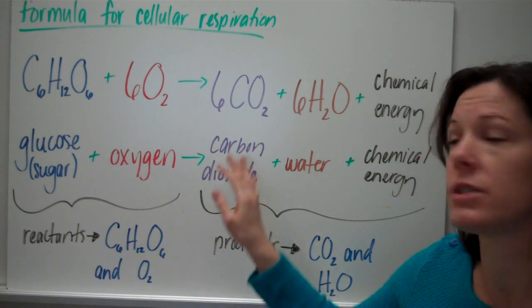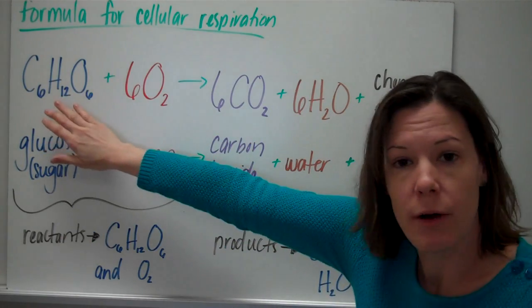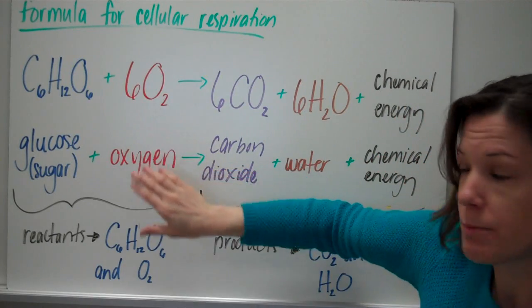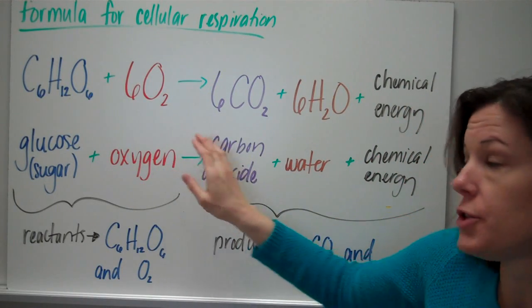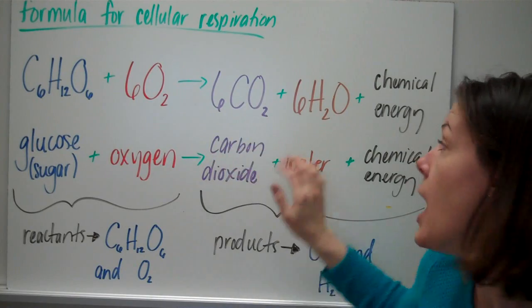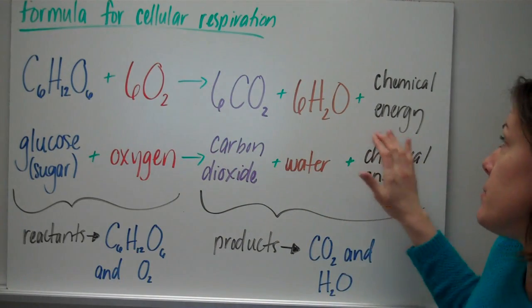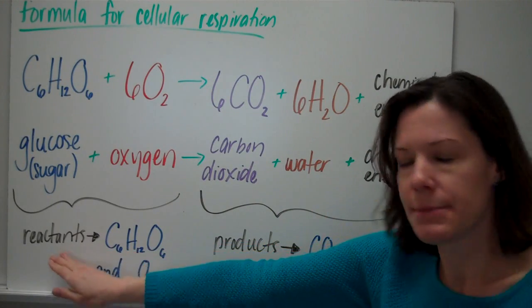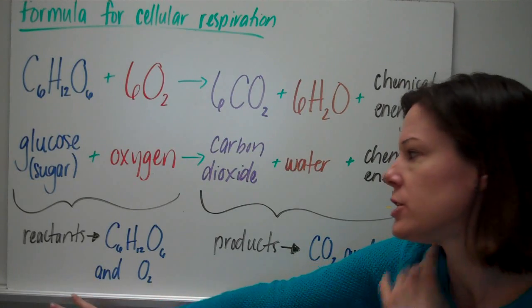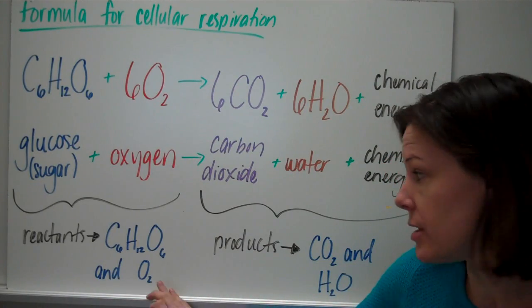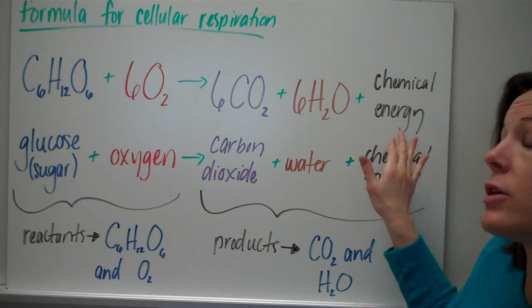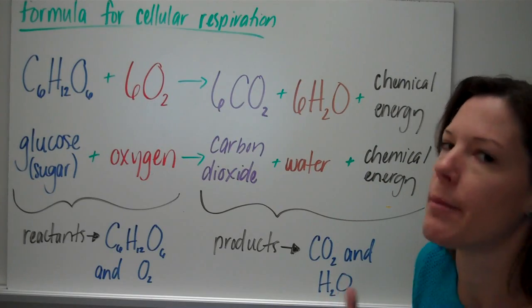So the formula for cellular respiration looks like this. You start out with glucose, which is C6H12O6, and 6 oxygen molecules, and those are converted into 6 carbon dioxide molecules and 6 water molecules, and it releases chemical energy in the process. Just like before, the reactants are the left side of the chemical equation, and that is the glucose and the oxygen, and the products are the carbon dioxide and the water. But the chemical energy is not considered to be a product because it's not made of atoms.